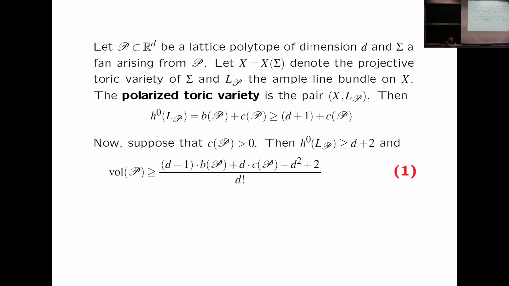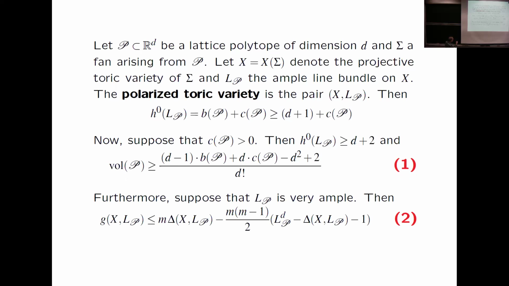So we have a lower bound theorem for the volume of P. Furthermore, suppose that L_P is very ample, then the Fujita formula is something like this. If we discuss the Fujita formula, we need this h0 condition and the very ample condition. If we suppose these two conditions, then this is Fujita's inequality, and this is a lower bound inequality of volume. Okay, so this is our situation. This is 1994, this is 1990, so 30 years ago.